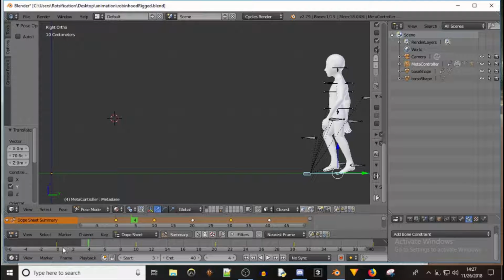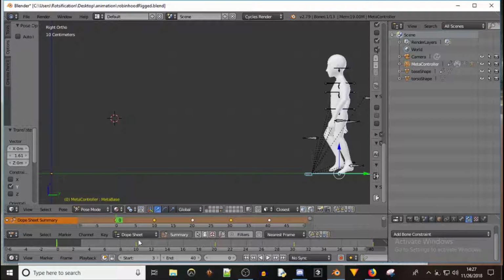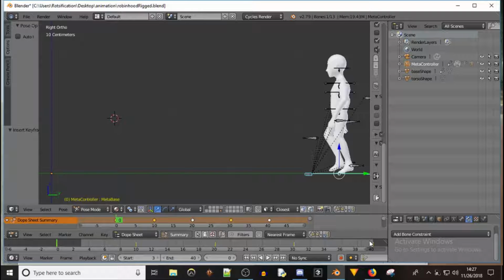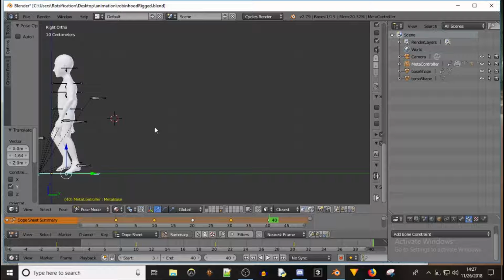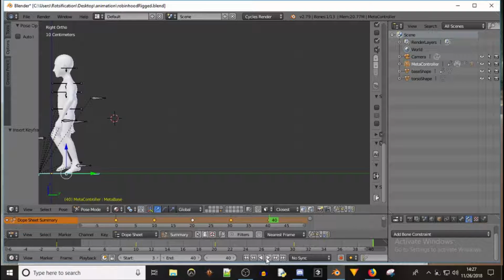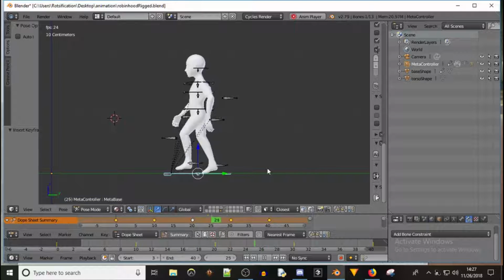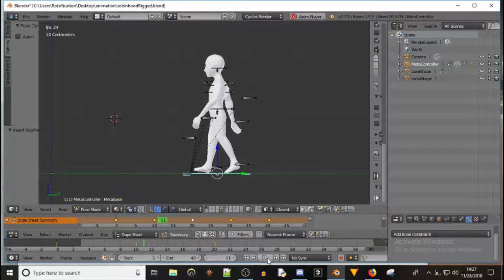So let's say, starting back here, and then we come to the end and slide them over here. So you can see now there's like a lot of sliding. He's definitely not moving that fast per step.